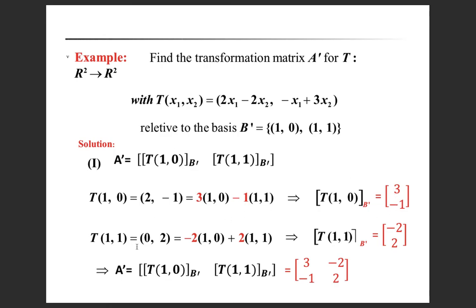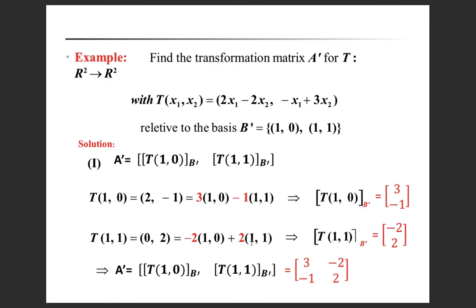T(1, 1) is equal to (0, 2). Substitute x1 equal to 1 and x2 equal to 1 in the given vector. So 2 minus 2 is 0, and minus 1 plus 3 is 2. So it is (0, 2). The basis is (1, 0) and (1, 1).